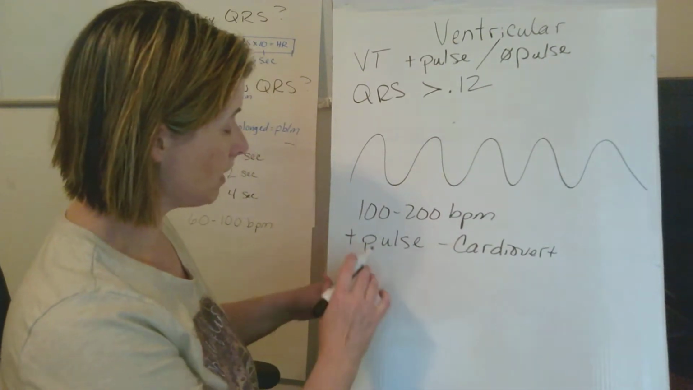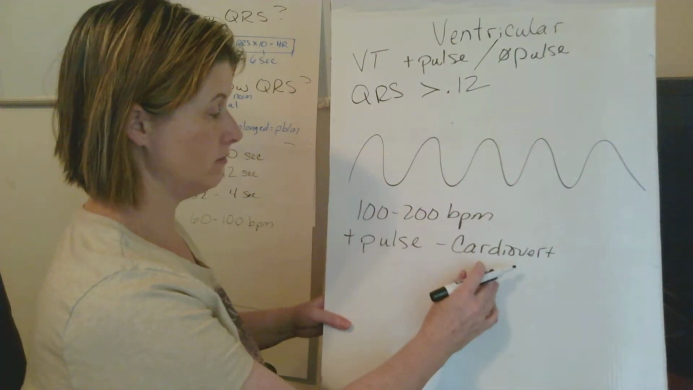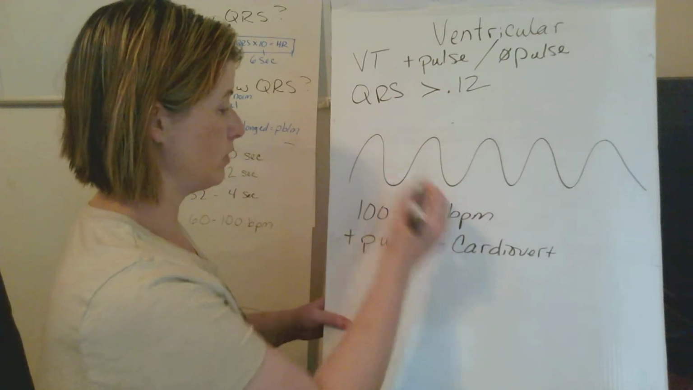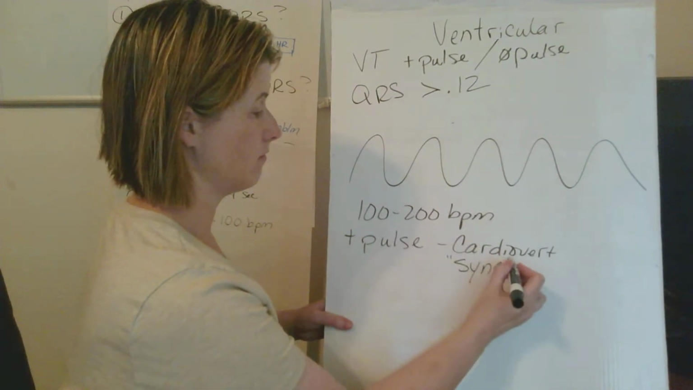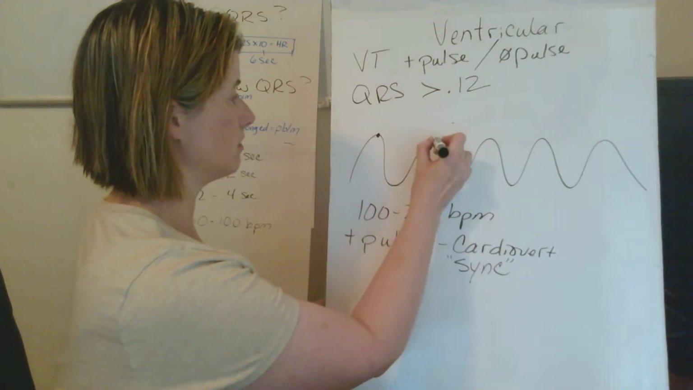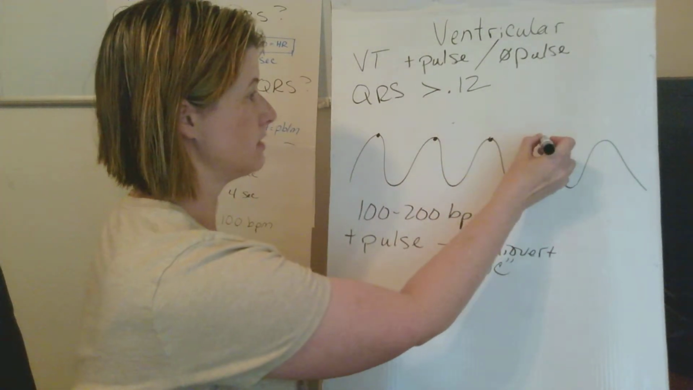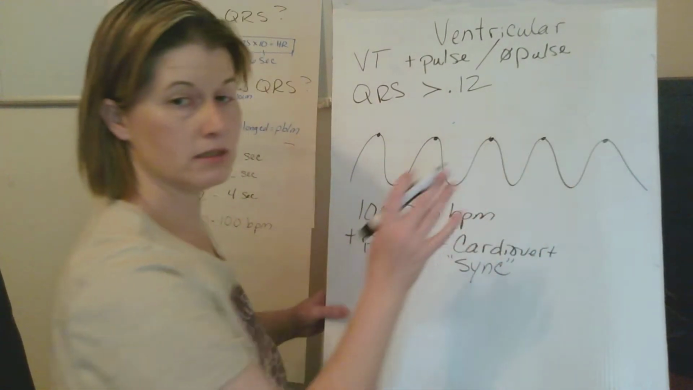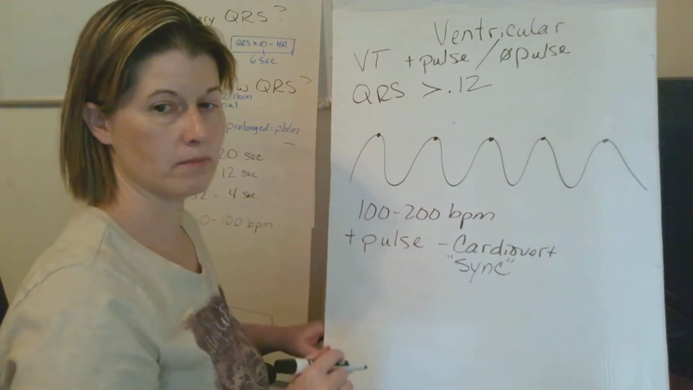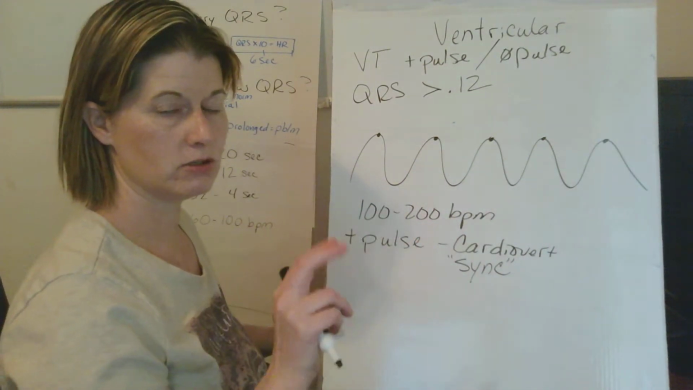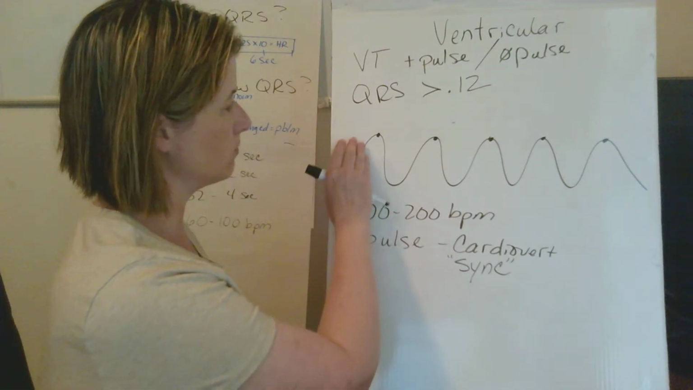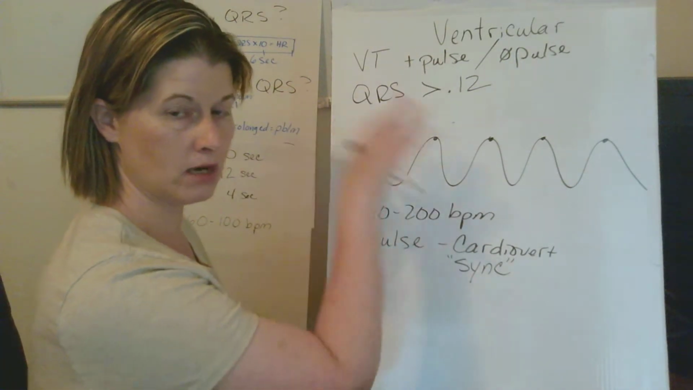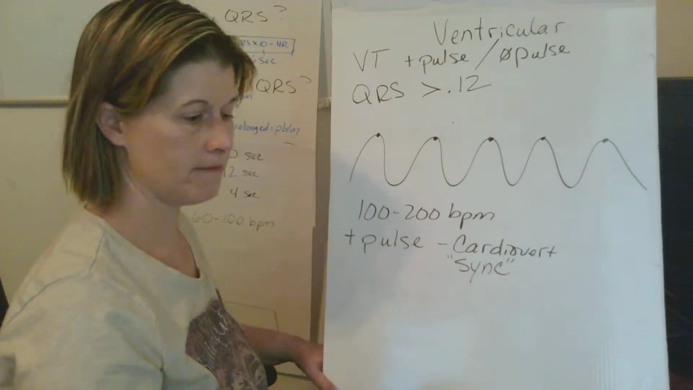Okay? So with cardioversion, you're going to hit the sync button, and when you do that, you're going to see the little marks on the QRSs, and that tells you the machine sees the patient's rhythm. And once you hit shock, there's going to be a delay. The machine will wait until the patient's beat is finished, and then it will shock. Okay?